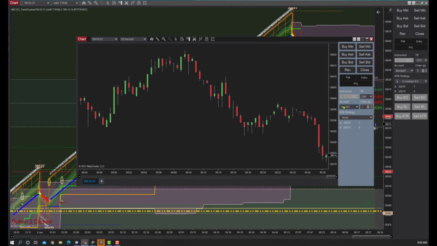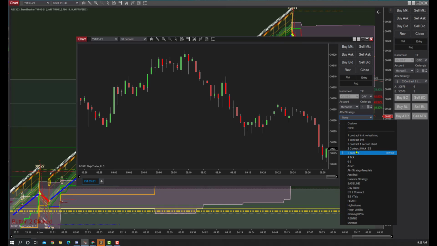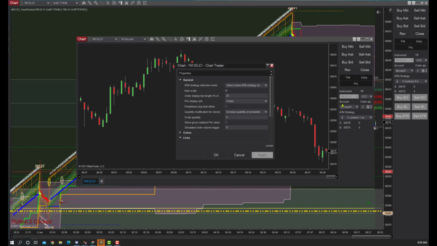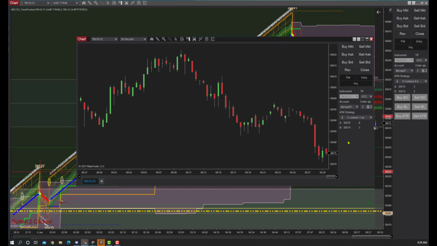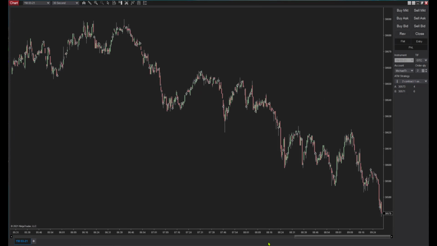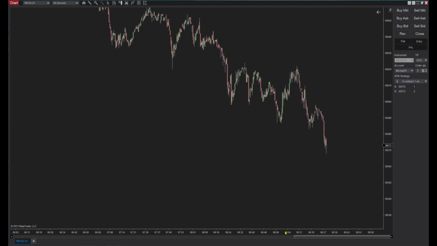Okay, now this is a 30-second chart, and with the 30-second chart I used two contracts. You can decide whatever your stop limits are, and once again I have to make sure it's on keep selected ATM strategy. I don't use OCO. I have an issue with it for some reason. I don't understand why. But what I'll do is look at the energy, and as you can see, we're in a down direction.